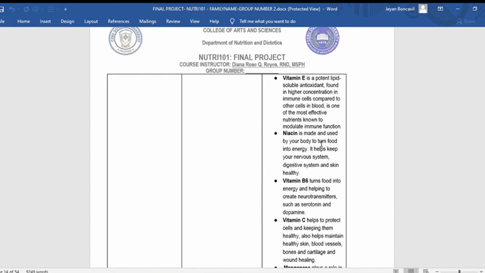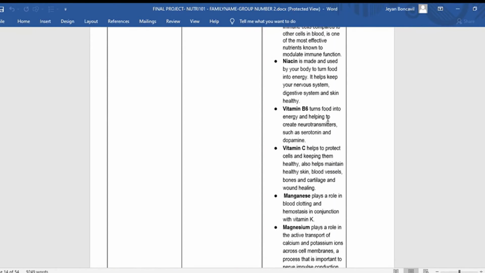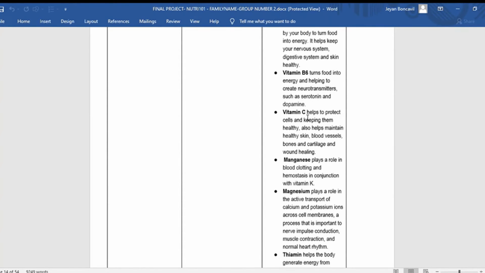Niacin is made and used by your body to turn food into energy. It helps keep your nervous system, digestive system, and skin healthy. Vitamin B6 turns food into energy and helps to create neurotransmitters such as serotonin and dopamine. Vitamin C helps to protect cells and keep them healthy. It also helps maintain healthy skin, blood vessels, bones, and cartilage, and wound healing.